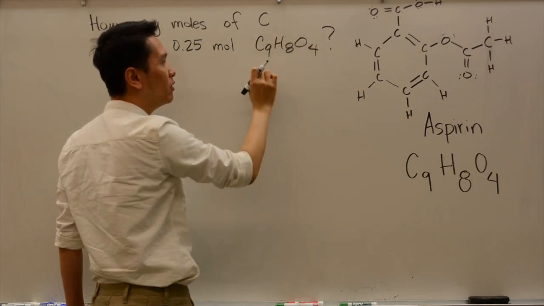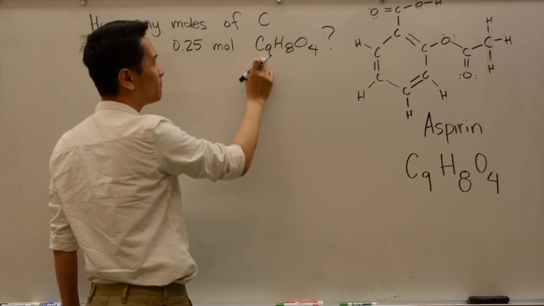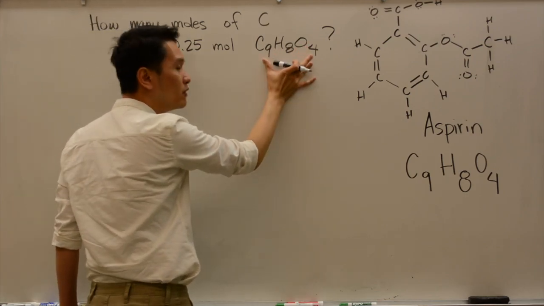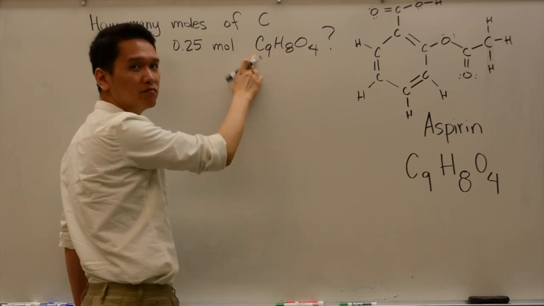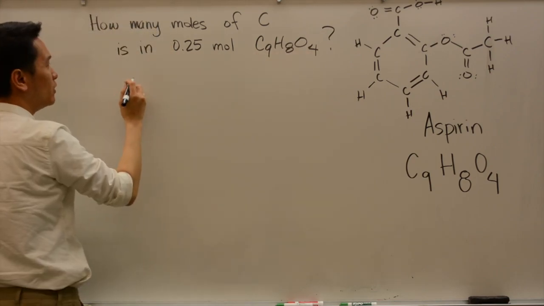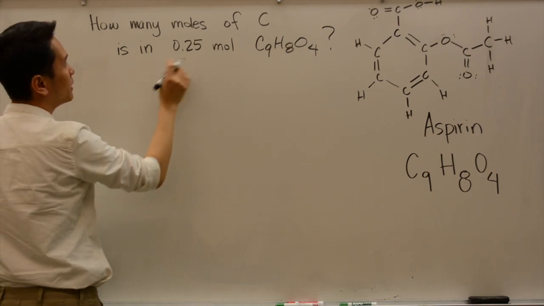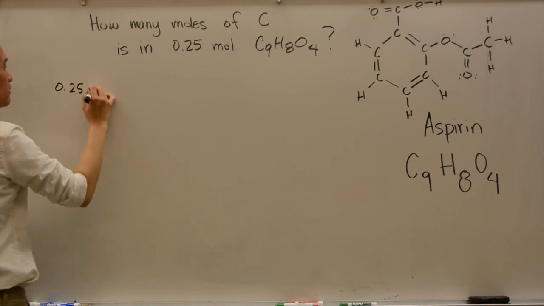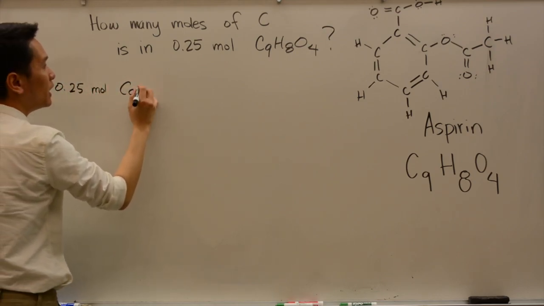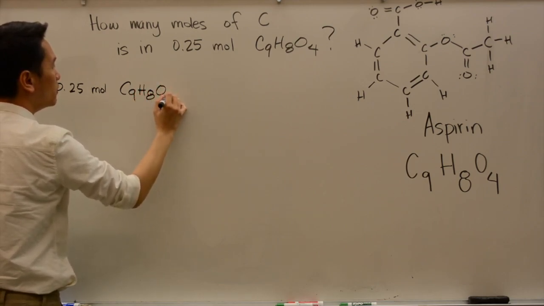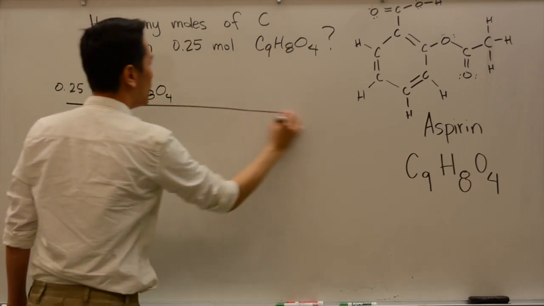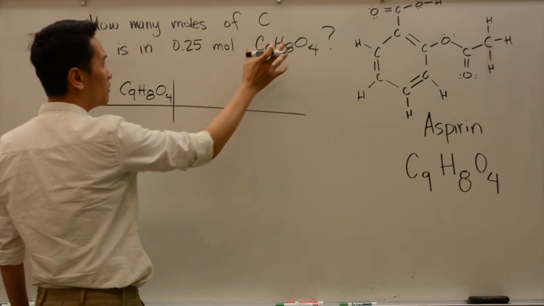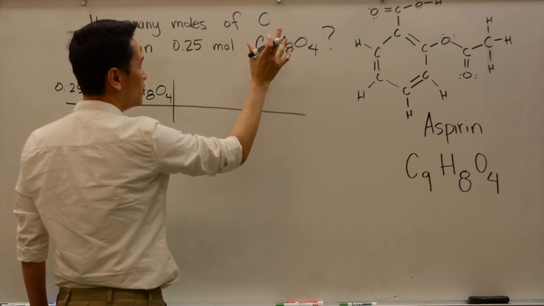So you get a mole ratio from the formula itself. For every 1 mole of this, you have 9 moles of carbon. You will start by asking what is the given, and the given is you have 0.25 moles of C9H8O4. Okay? You multiply that with a conversion factor between the molecules and the atoms.